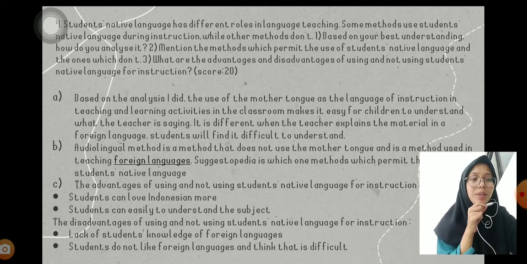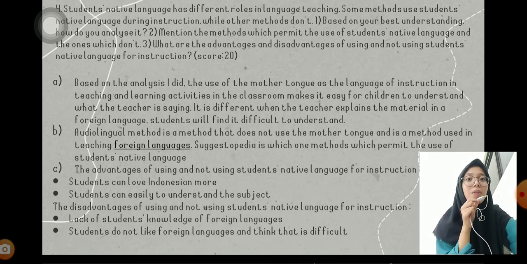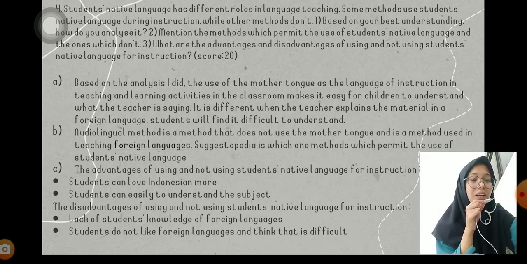What is the question for number 4? And the question is, students' native language has different roles in language teaching. Some methods use students' native language during instruction, while other methods don't. Number 1, based on your best understanding, how do you analyze it?